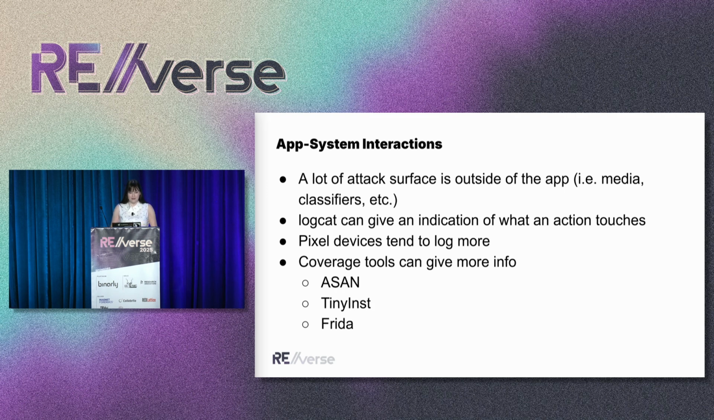And as a little tip, Pixel devices tend to log a bit more. If you can, try your app on a Pixel device, and sometimes you'll get extra logging. You can also use coverage tools. If you have code, nothing's better than ASAN coverage. But on Project Zero, we also use TinyInst, which was written by a Project Zero member, Ivan Fratric, for coverage, and you can use that without code.